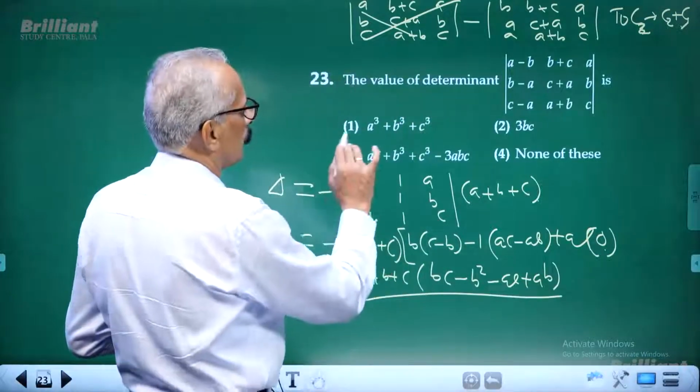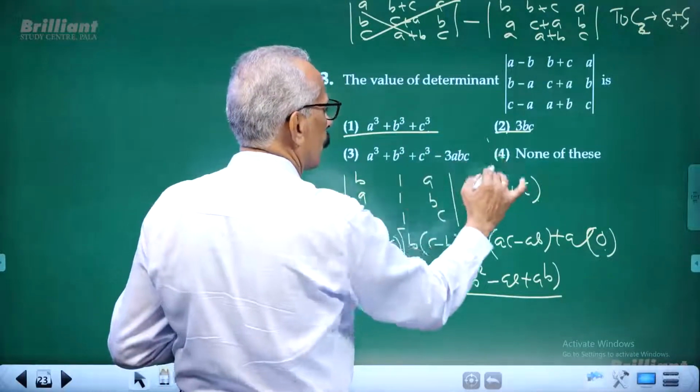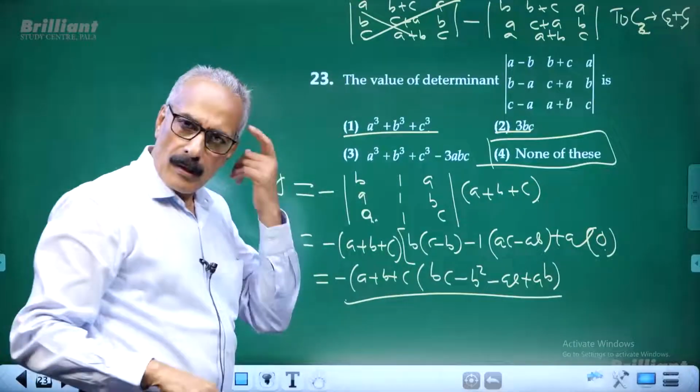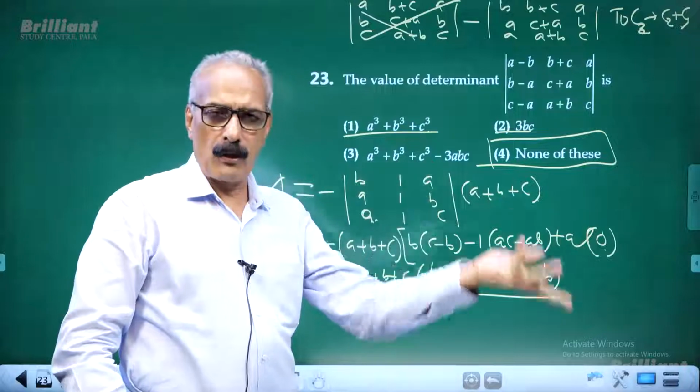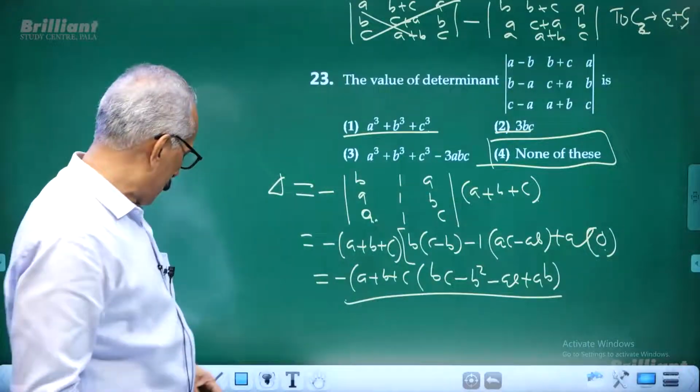Okay. None of this. It's not this, not this, not this. So the answer is none of this. Or else you can put A is equal to 1, B is equal to minus 1, C is equal to some 0 or whatever you like.